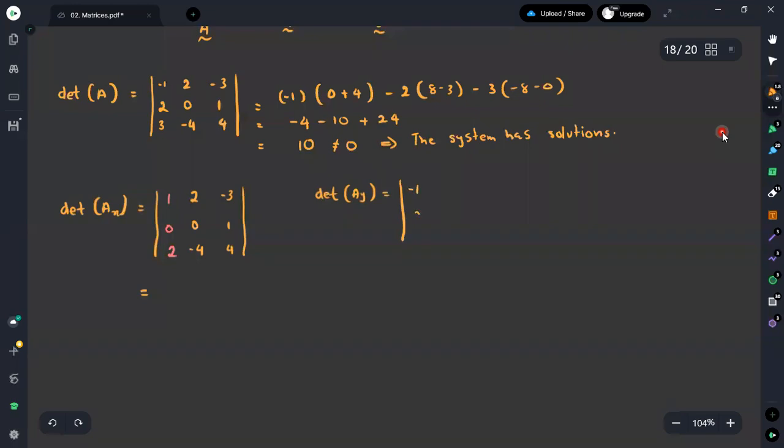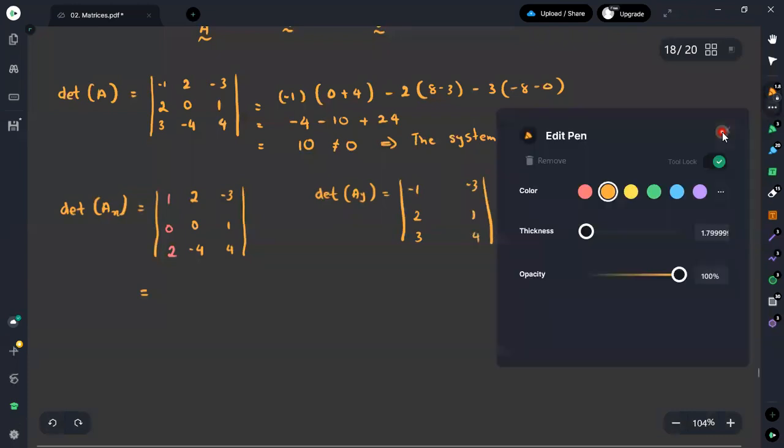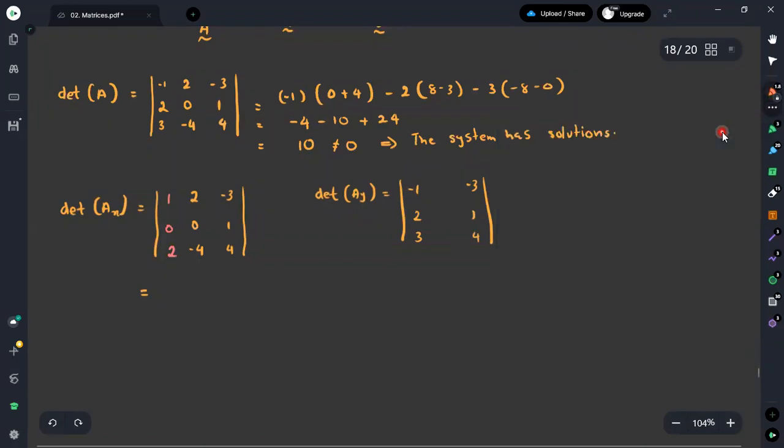Then for the determinant of Ay, it has to be taken: -1, 2, and 3. The second column has to be replaced. Therefore, I will write the third column first. Then we will get the values 1, 0, and 2. Then the determinant of Az: -1, 2, and 3, then 2, 0, and -4. And the last column has to be replaced by the constant terms. It is 1, 0, and 2.